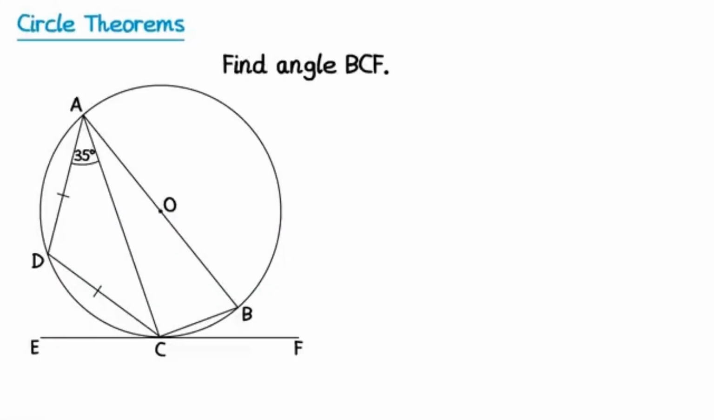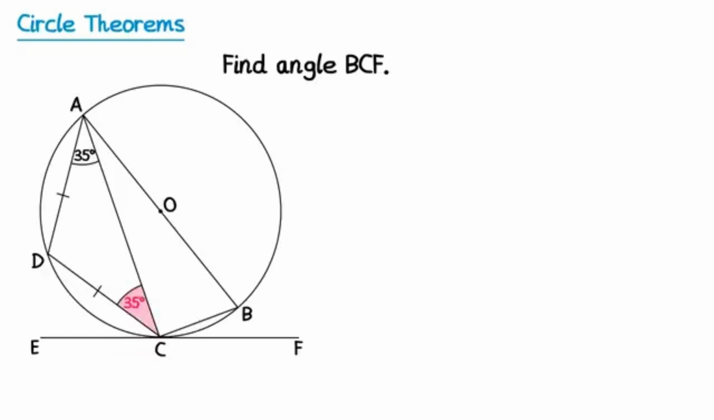In this next question we've been asked to find angle BCF, but this time we don't need to give reasons because it hasn't asked for them. We do need to show working out still though. We're going to start by looking at the triangle ACD, which is this one here. We know this is an isosceles triangle because we can see that AD and DC are the same length. This means that the angle ACD down here is 35 degrees.